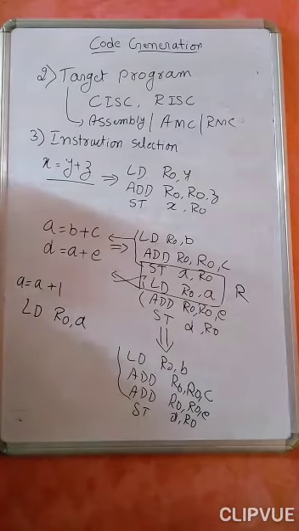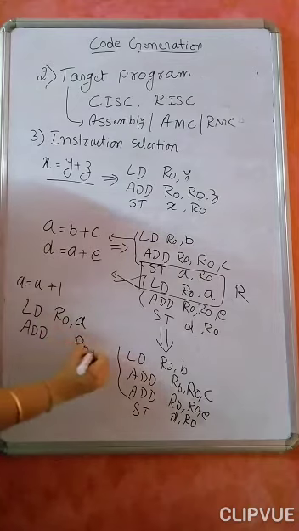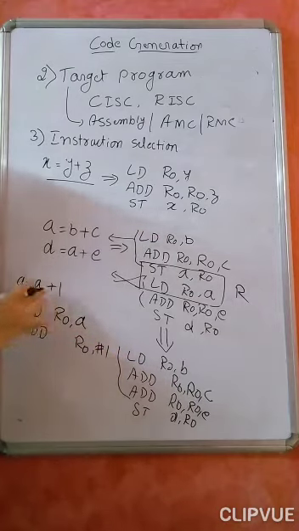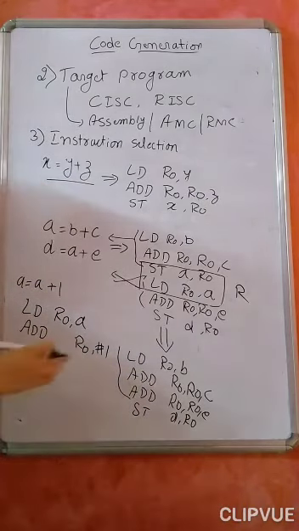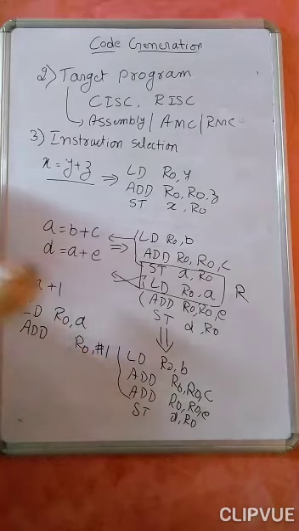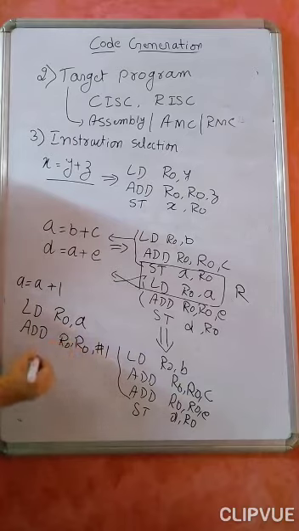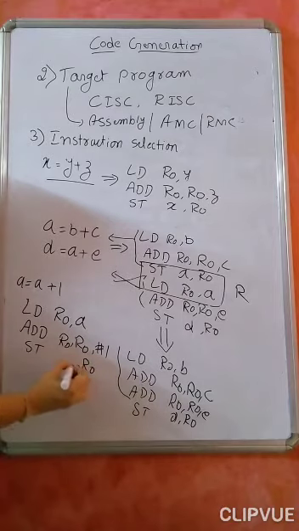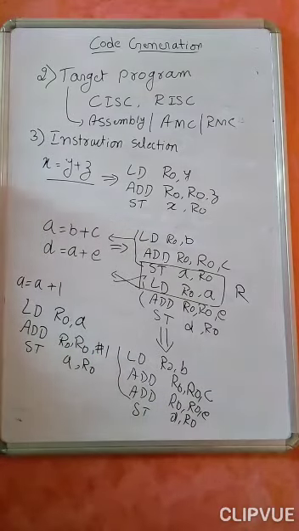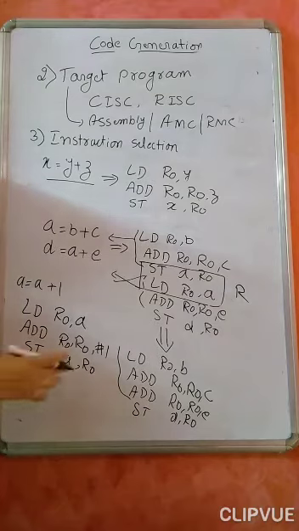A will be loaded. Then what I will do is add. So what to add? To R0, I need to add the constant value. Whenever I am writing a constant value, this hash symbol has to be written. What does this hash represent? It represents that it is a constant. So to A, I am adding 1. The result is stored back to R0, and again I store that to the memory location A.